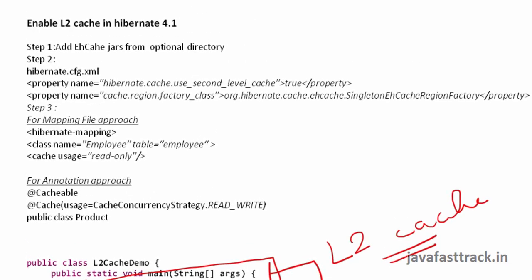Now I'll go and perform these three simple steps: adding the jars, putting these two in Hibernate configuration file, and putting this line in the mapping file. Change 1, change 2, change 3.